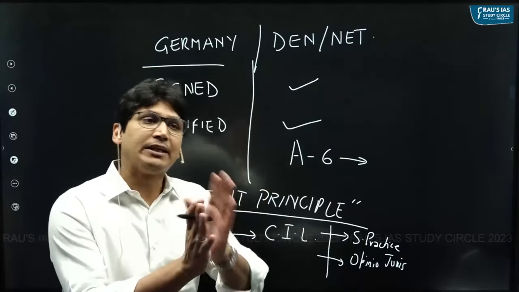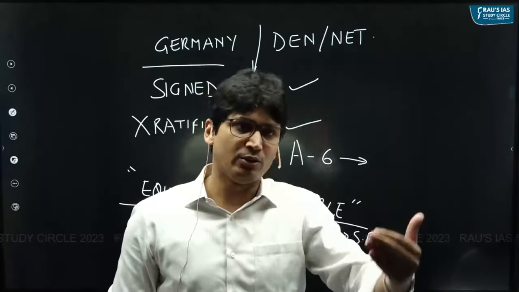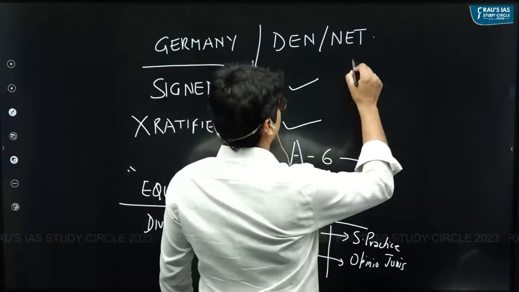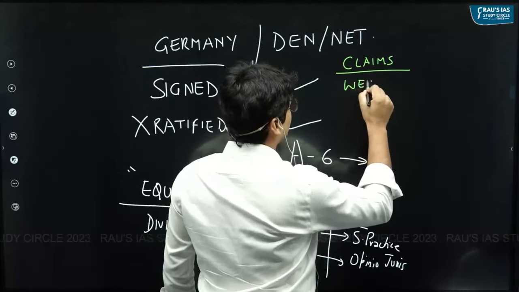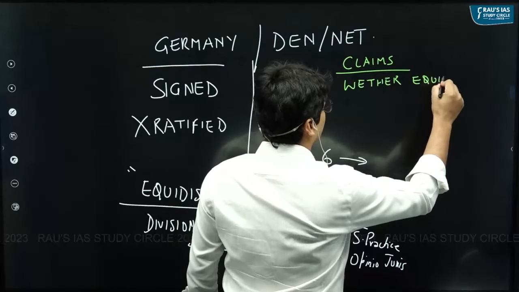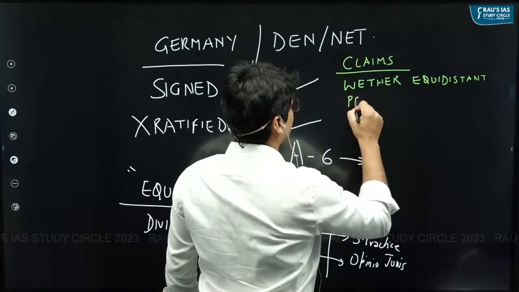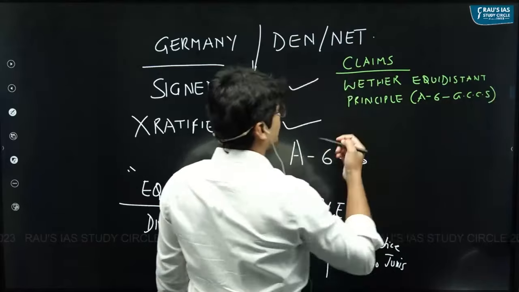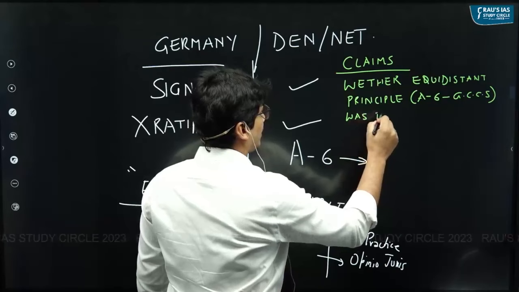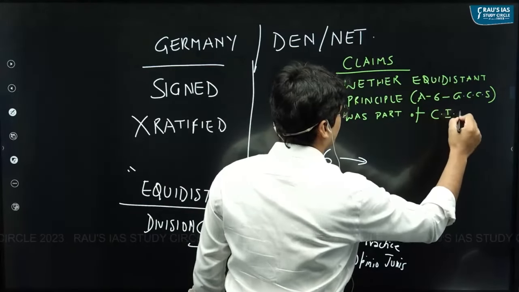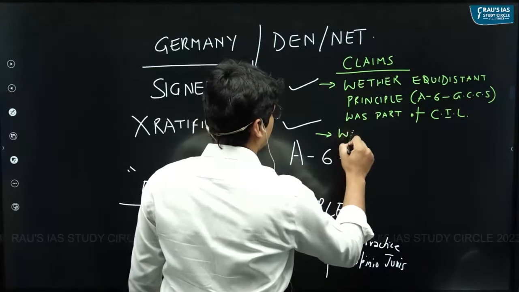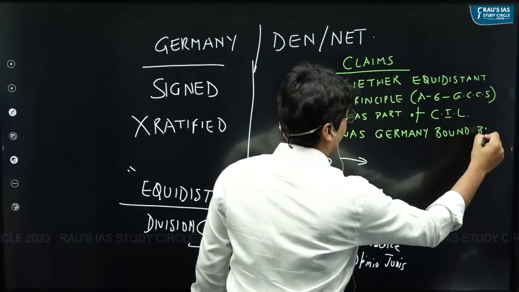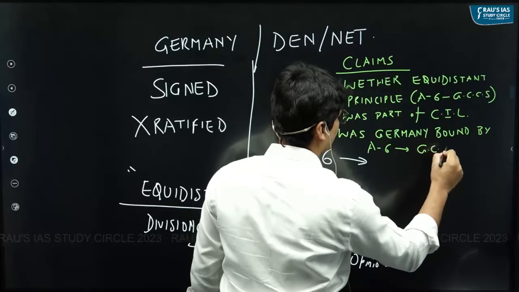Germany had signed the treaty but had not ratified it, whereas Denmark and Netherlands had signed and also ratified the treaty. So the claims, I'm writing down in a very short way. First, whether the equidistant principle, which is provided under Article 6 of the Geneva Convention on Continental Shelf, was part of customary international law. Second, was Germany bound by Article 6 of this Geneva Convention on Continental Shelf?